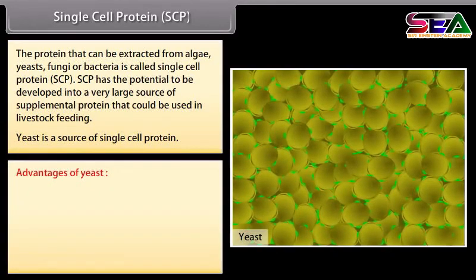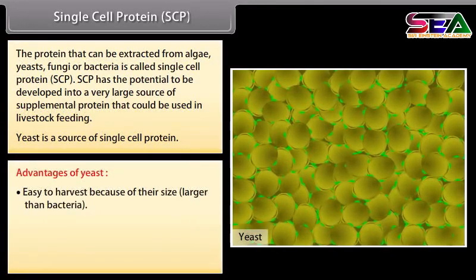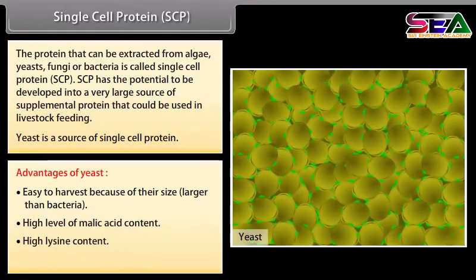Advantages of yeast: easy to harvest because of their size, that is, larger than bacteria. High level of malic acid content. High lysine content. Can grow at acidic pH.